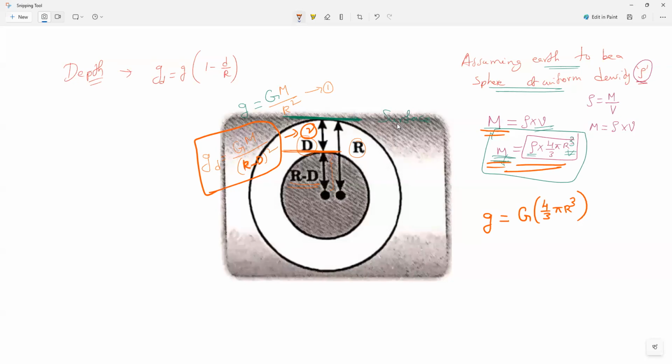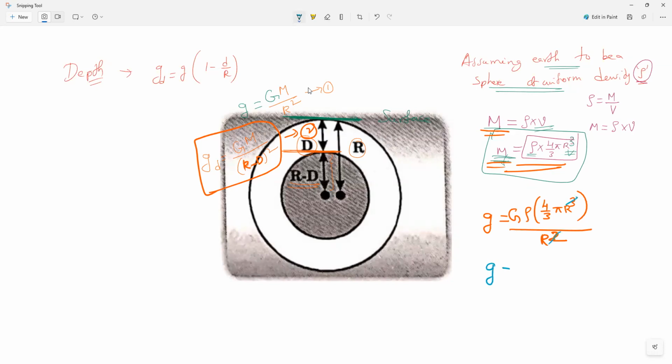G into 4/3 pi r cube, divided by density, I forgot it. G into density. Write the density, so G into density divided by r cube. So now what will happen? Something will get cancelled. Can you cancel it? R cube or R square here? R square. Correct, everybody? So r cube and r square will get cancelled.